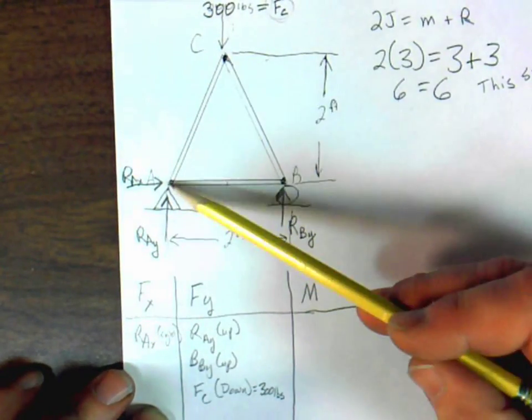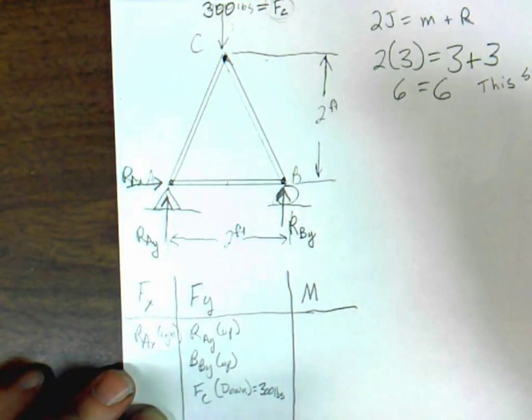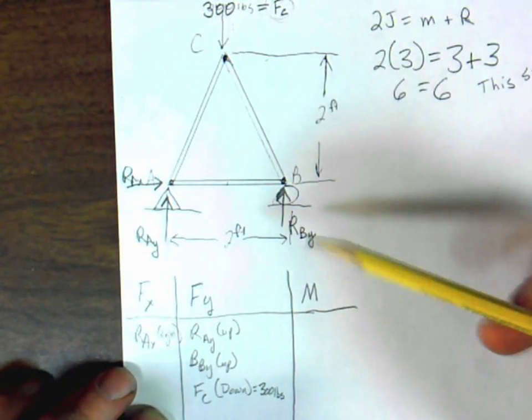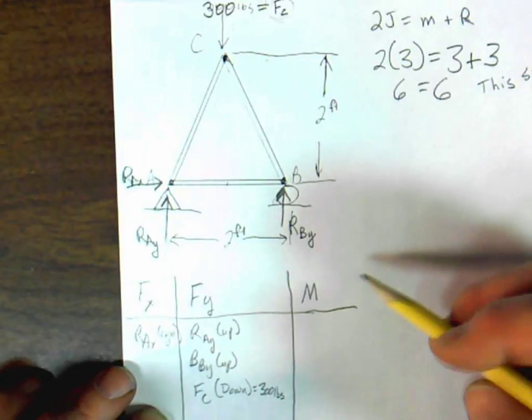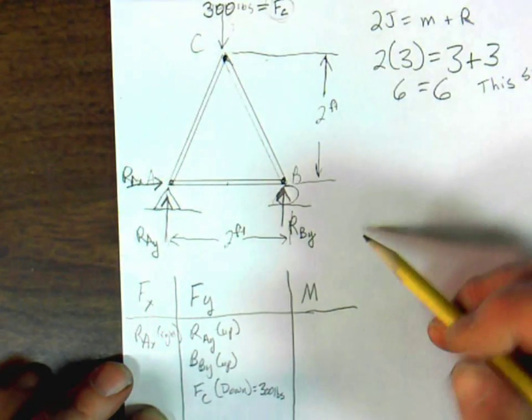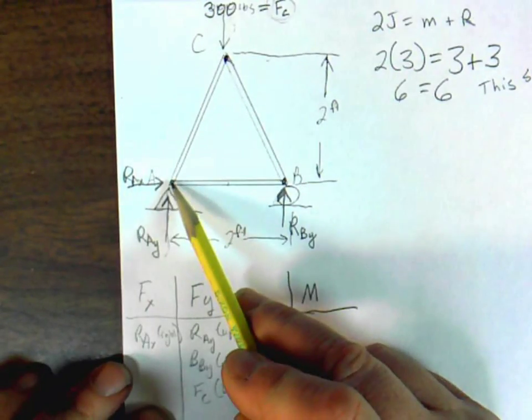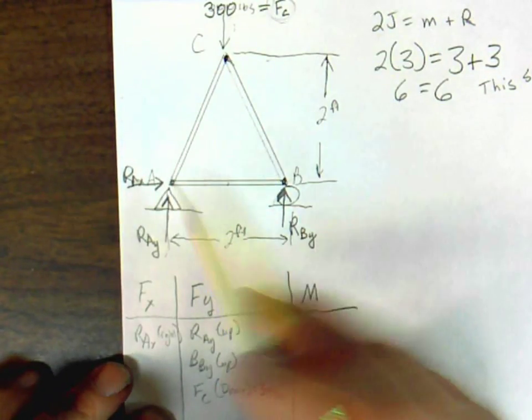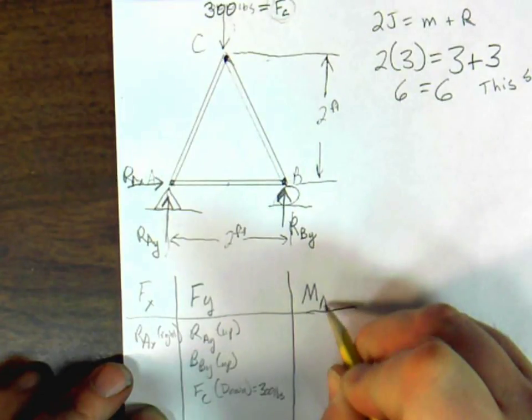So what we want to try to do is pick the point that has the most forces on it so that we can cancel those forces out, which in this case is the moment at point A. So we're going to take the moment about point A. So our moments are about point A.